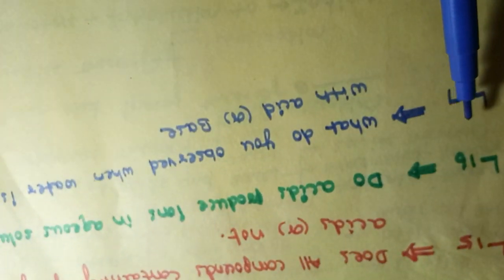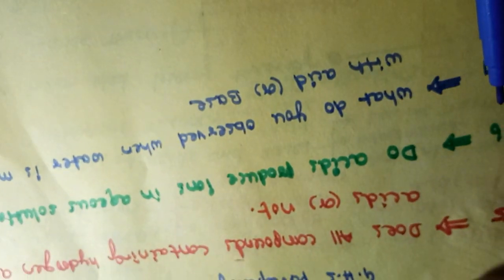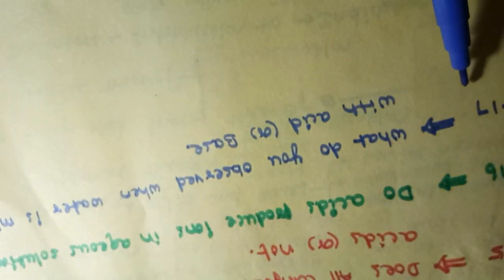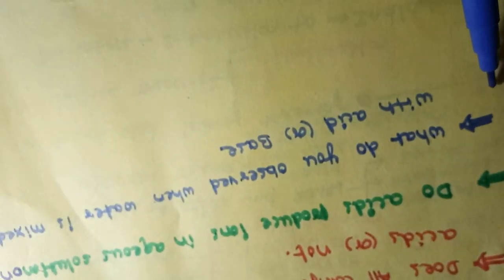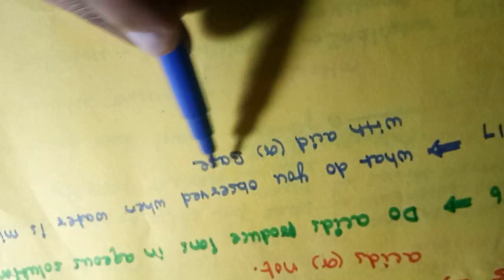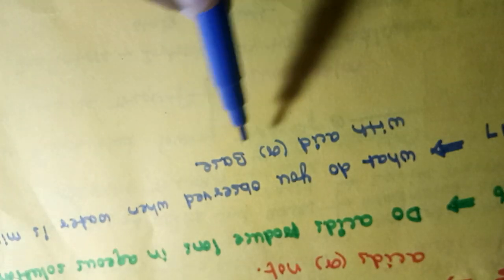So till today we completed 16 lectures in acids and bases. Now we are at lecture number 17 in acids and bases. This lecture is: what do you observe when water is mixed with acid or base?